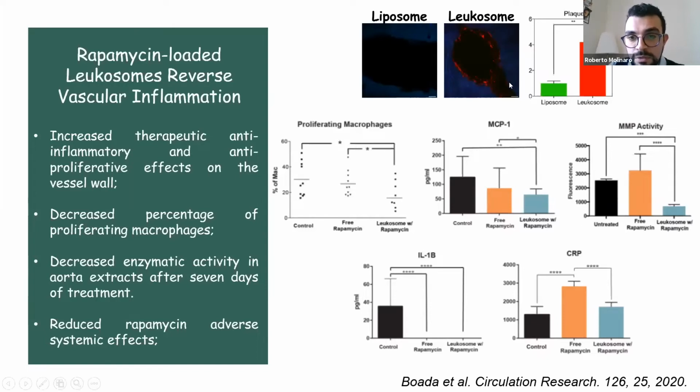In vivo targeting experiments revealed an increased accumulation of leukosomes to the site of the atherosclerotic plaque compared to liposomes, and the loading of rapamycin within leukosomes could increase the therapeutic anti-inflammatory and anti-proliferative effects on the vessel wall by obtaining a decreased percentage of proliferating macrophages, a decreased enzymatic activity in aorta extracts after 7 days of treatment, and reduced rapamycin adverse systemic events.